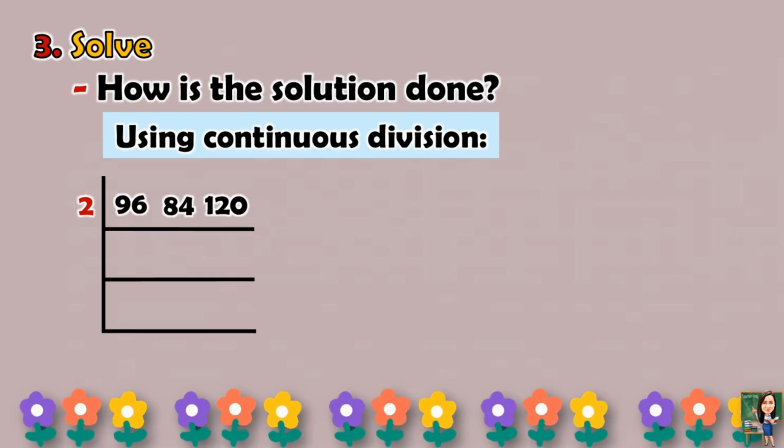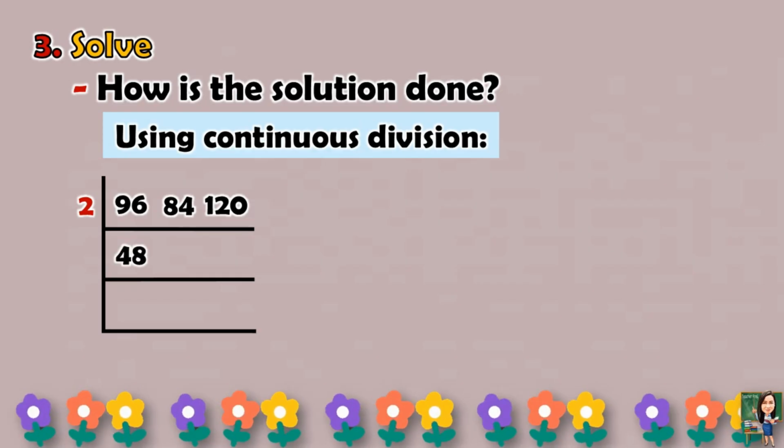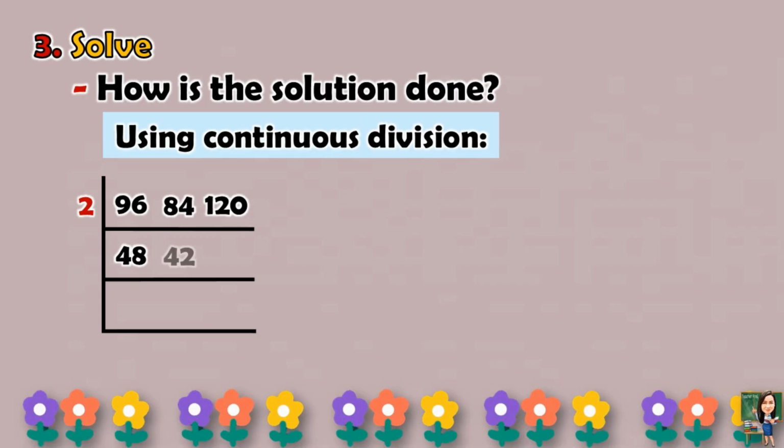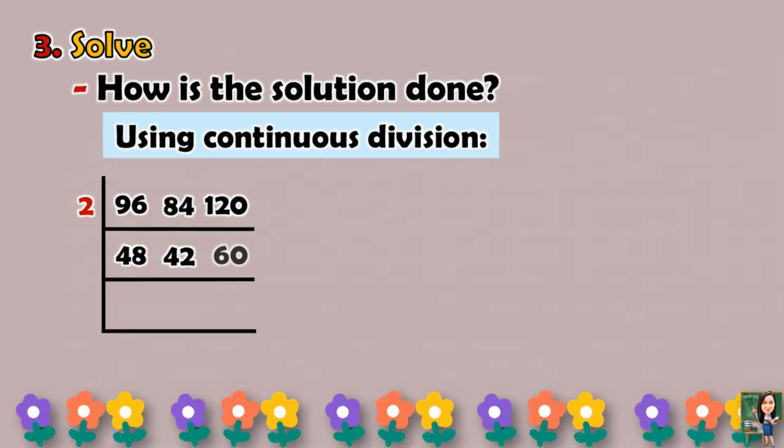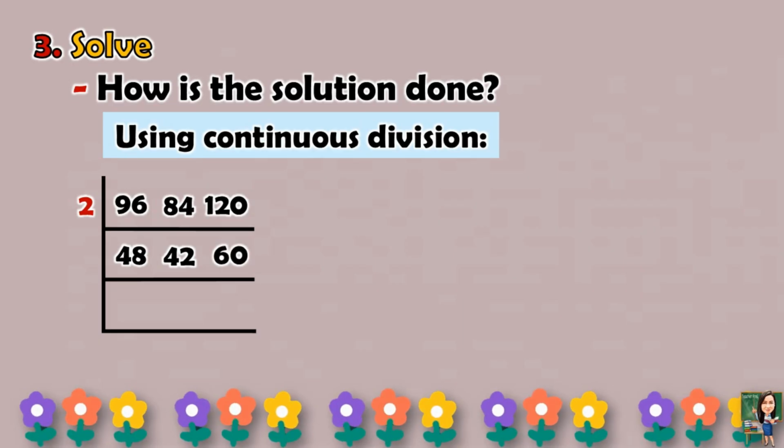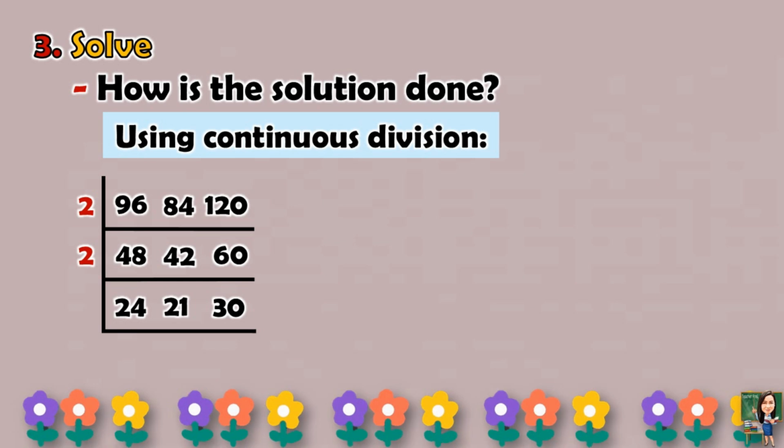96 divided by 2 is 48. 84 divided by 2 equals 42. And 120 divided by 2 is 60. 48, 42, and 60 are divisible by 2. 48 divided by 2 is 24. 42 divided by 2 is 21. 60 divided by 2 is 30.